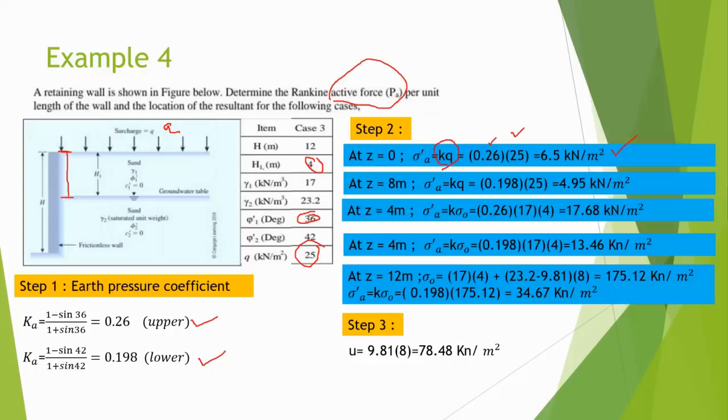So, we calculate this first. It is 4 meter. Okay, this one is 8 meter. Why? 12 minus 4, 8. Okay. So, 4 meter. Do this first, 4 meter.